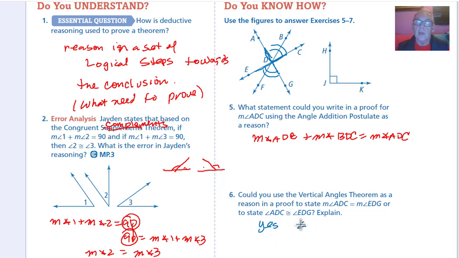We could say that angle ADC and angle EDG are vertical angles.